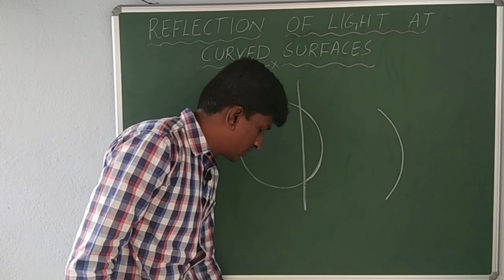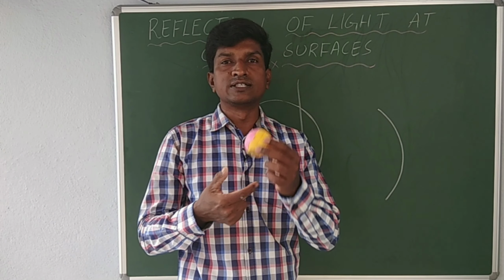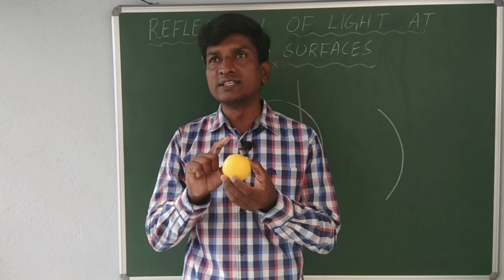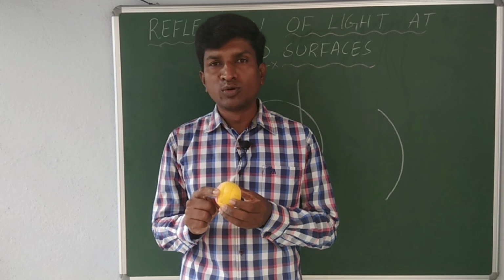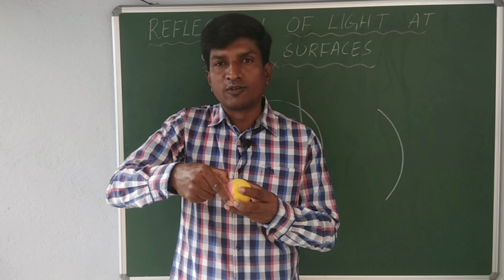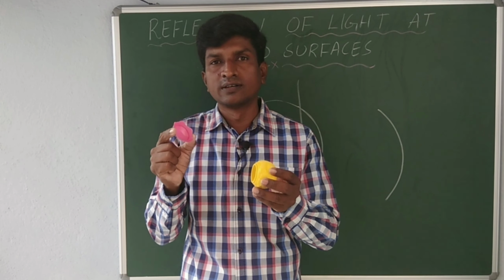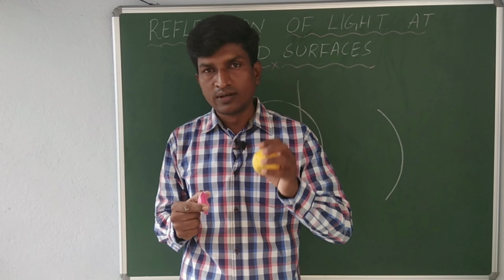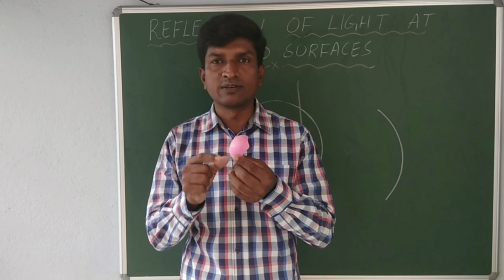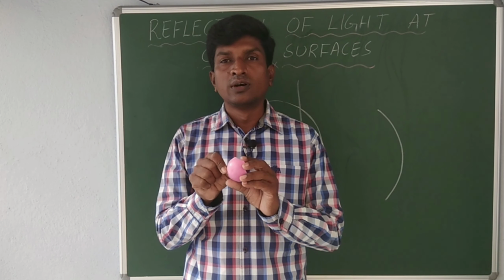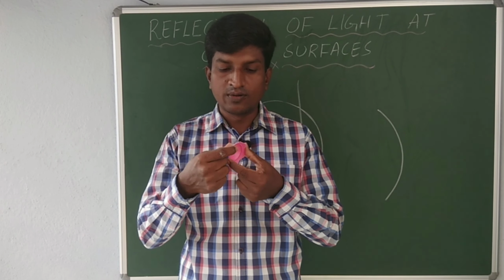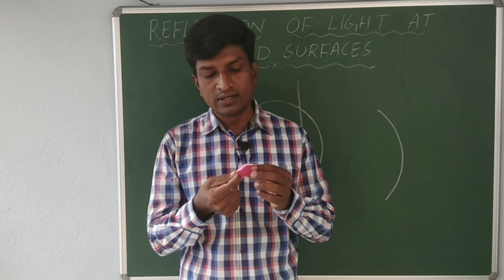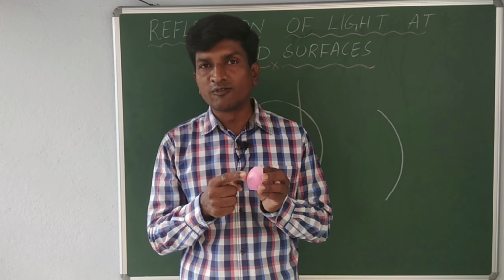For example, let us take this sphere. Let us assume this ball is transparent. I am cutting this part from here, so I separated this curved part from the sphere. This surface is said to be a curved surface. Here we can observe two types of surfaces: the inner part, the concave surface, and the outer part, the convex surface.